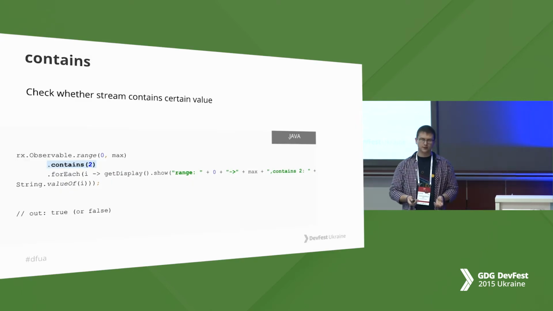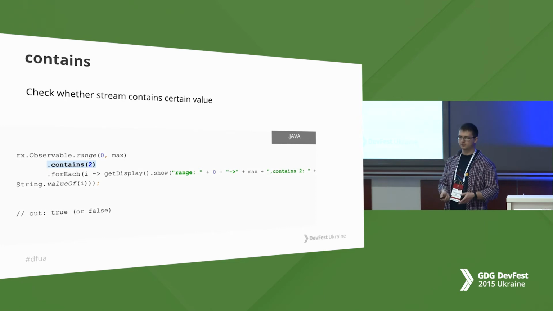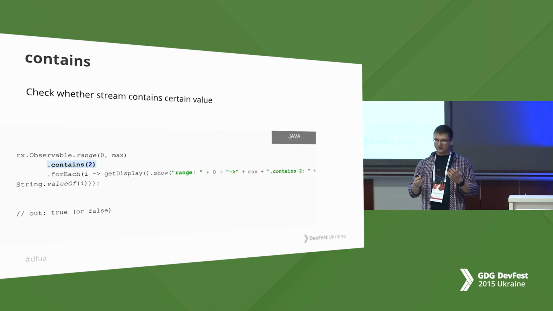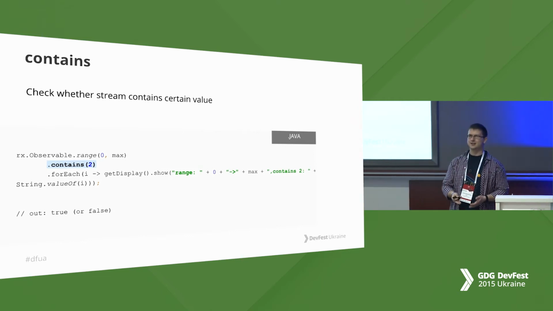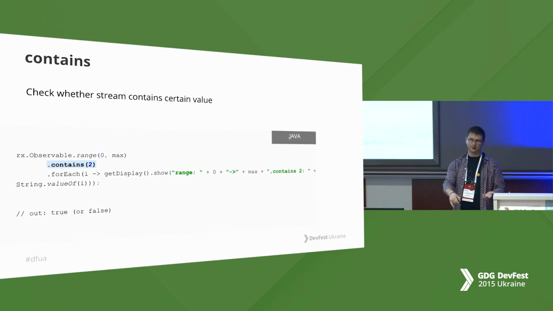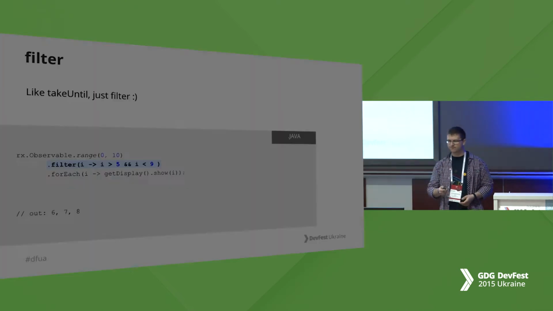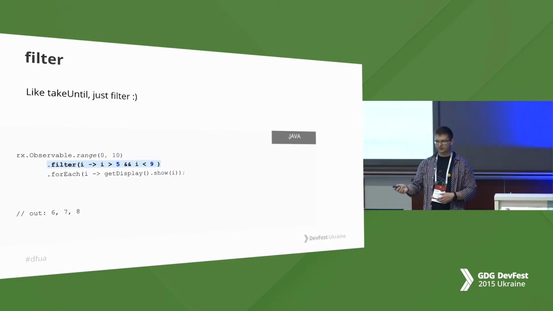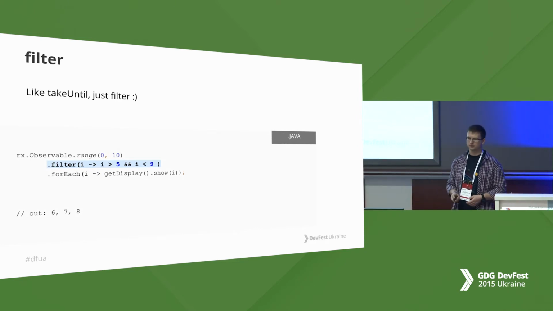Contains. The same as single, default, contains. If our stream contains such value, we can find it in the stream. Remember, it's not a collection. It's not collections find. It's just a functional operator. You can put it into the chain or not put. Filter. The same as contains, but using some logic, not only value.